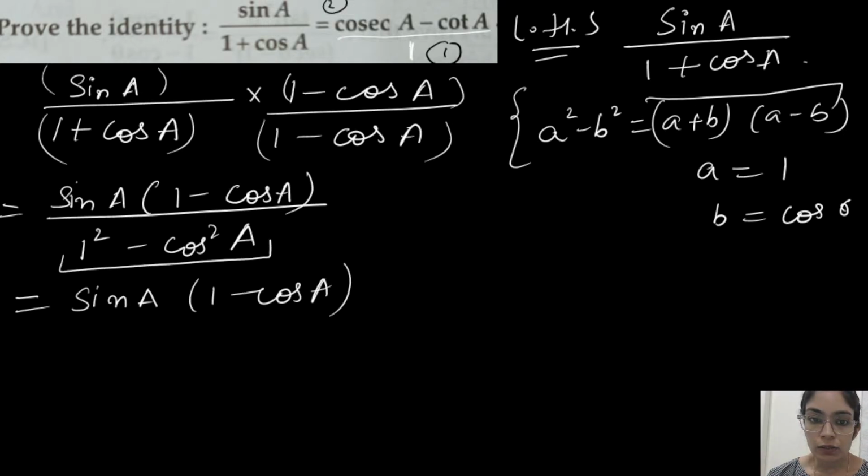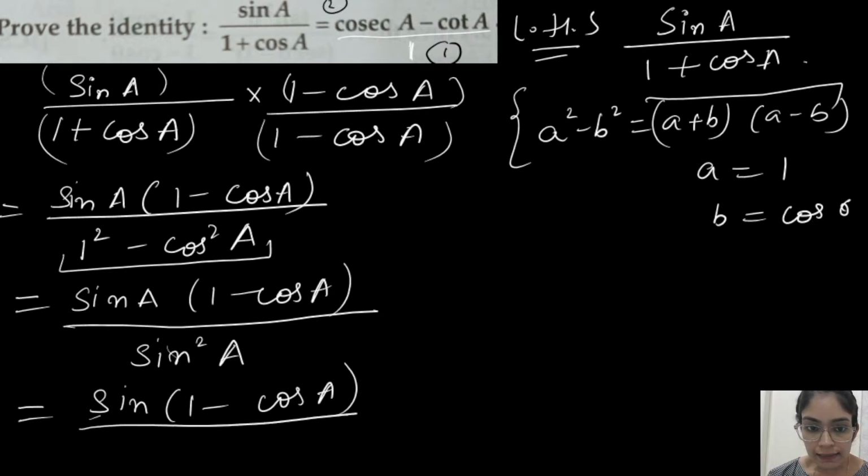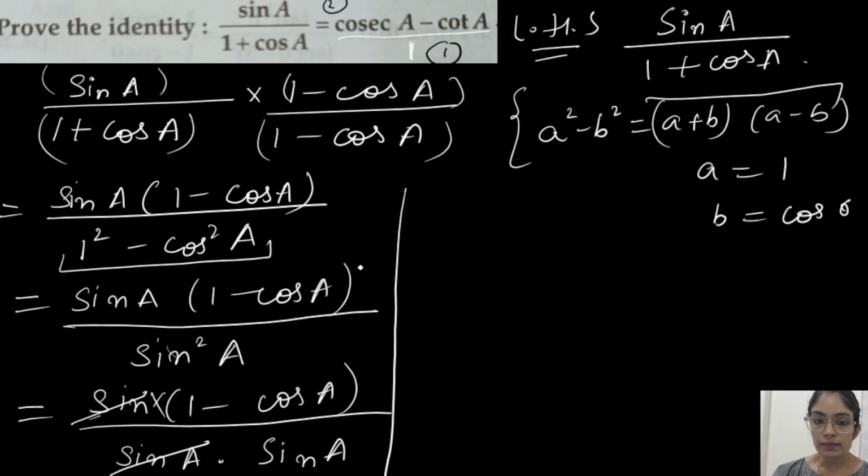Now this relation we have used so many times: 1 minus cos square A is equal to sin square A. In many questions we have utilized this one, so I am directly using it now. Sin square means sin A into sin A, so sin and sin will get cancelled because they are in multiplicative form. At the numerator I am left with 1 minus cos A, and in the denominator we have sin A.